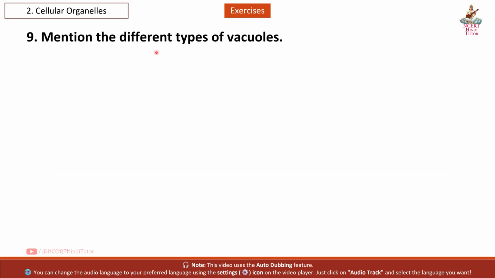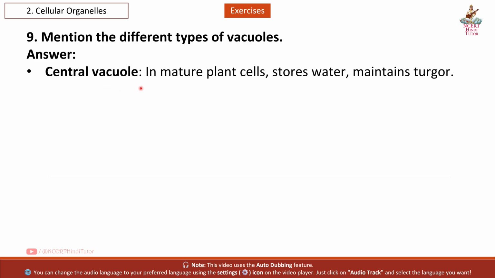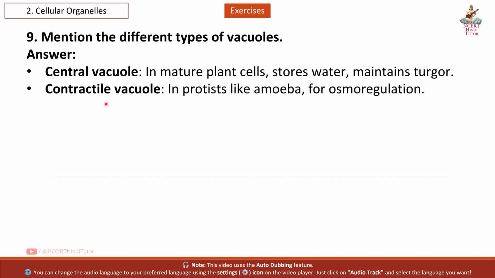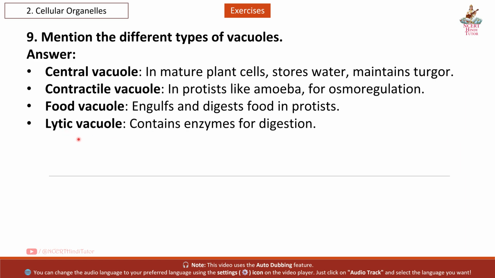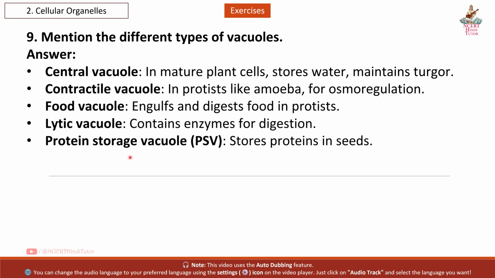Question 9. Mention the different types of vacuoles. Answer. Central vacuole in mature plant cells stores water, maintains turgor. Contractile vacuole in protists like amoeba for osmoregulation. Food vacuole engulfs and digests food in protists. Lytic vacuole contains enzymes for digestion. Protein storage vacuole PSV stores proteins in seeds.